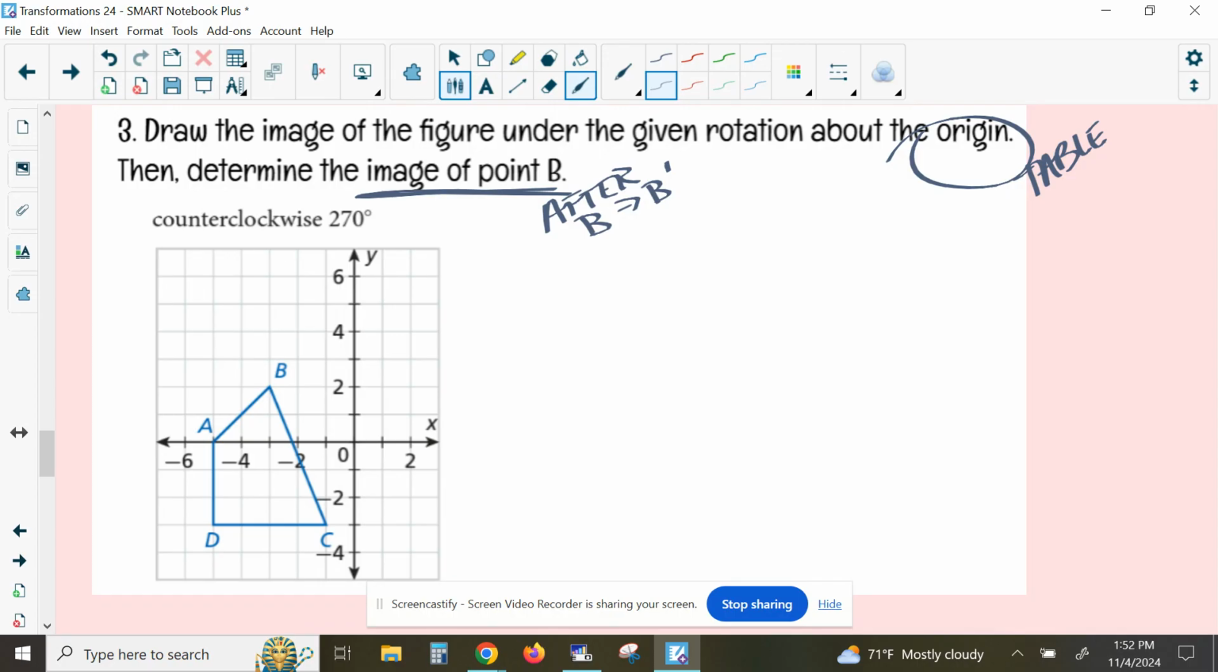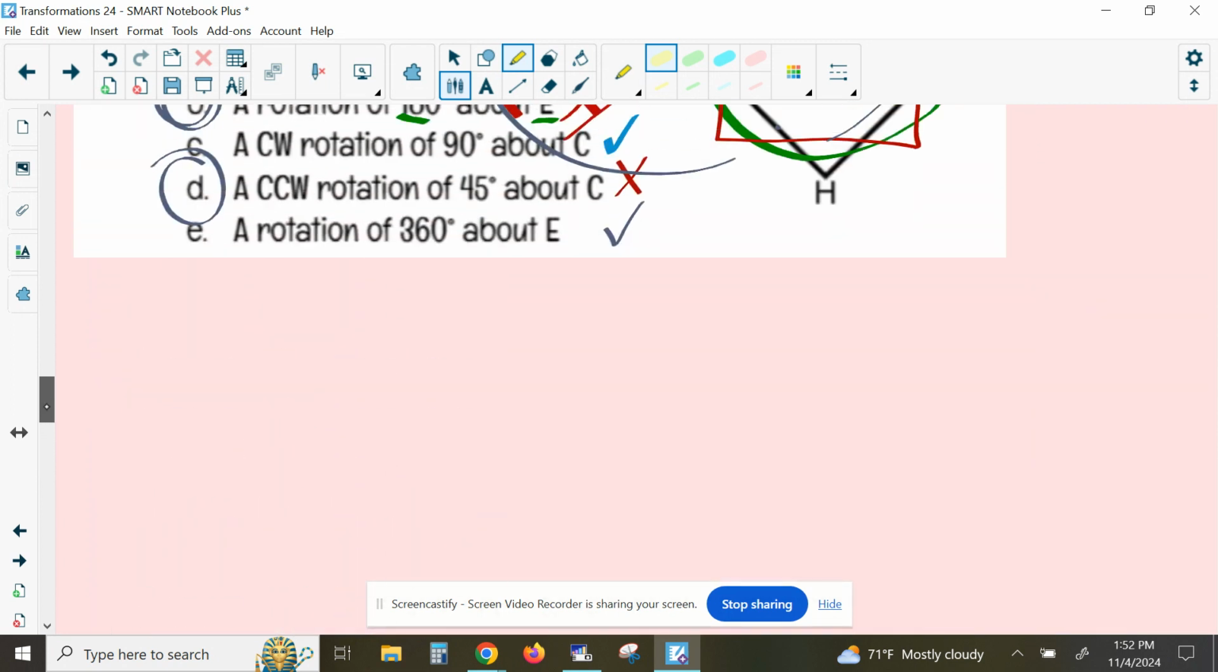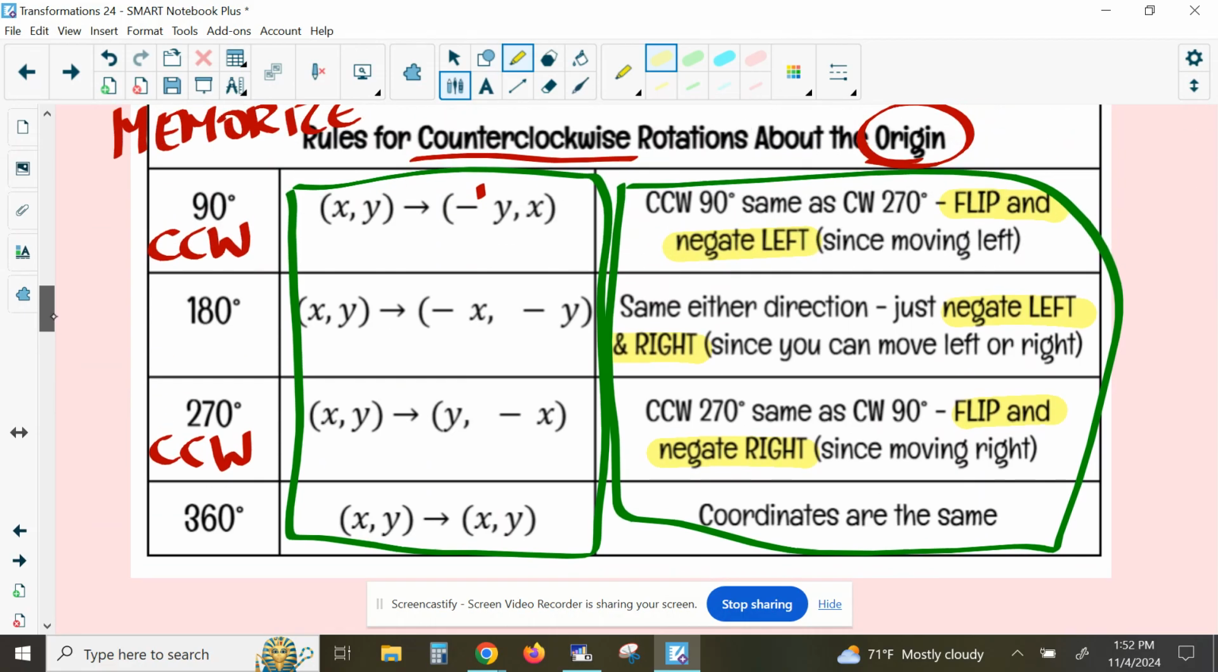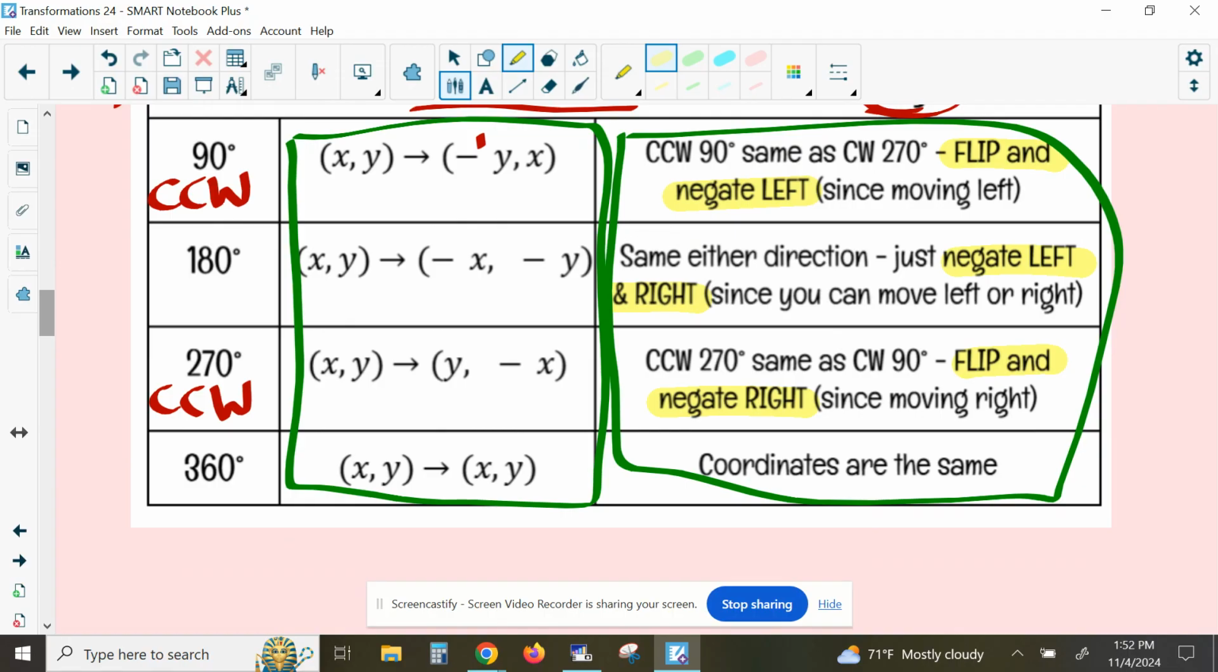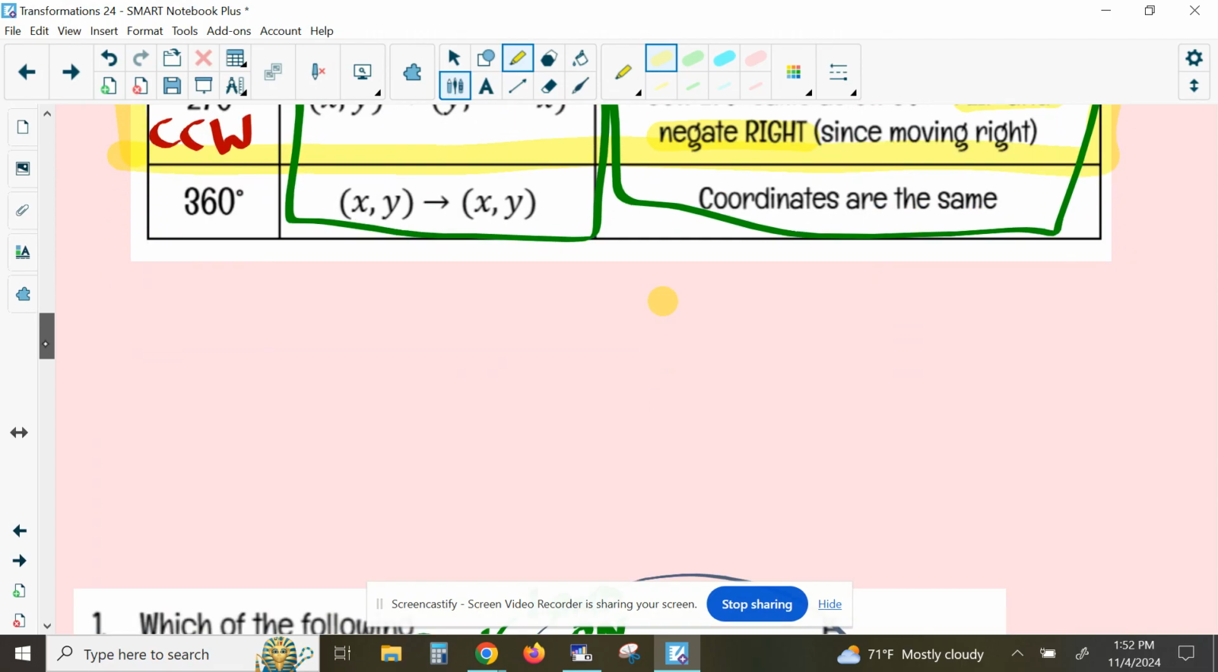Okay, we need to do a counterclockwise 270. And it's around the origin, so we're allowed to use our table. Go back to your table. Which row are we going to be using? This one right here, right? Okay, so we're using this. Since this is our notes, let's write this next to the problem.